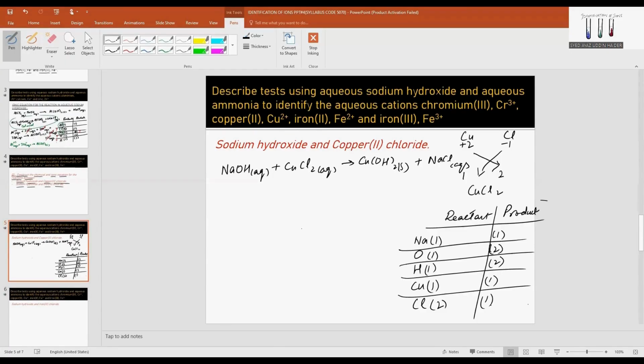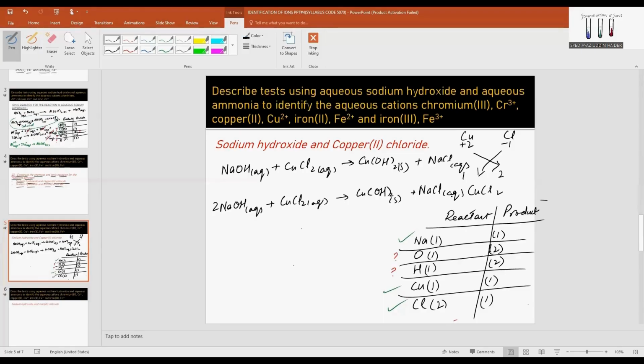Now, if you look at this equation, Na is balanced and Cu is balanced, but Cl, O, and H are unbalanced. So you need to balance these. What if I put 2 before NaOH in order to balance oxygen and hydrogen on the product side? The equation will become like this: 2NaOH aqueous plus CuCl2 aqueous gives Cu(OH)2 plus NaCl aqueous.